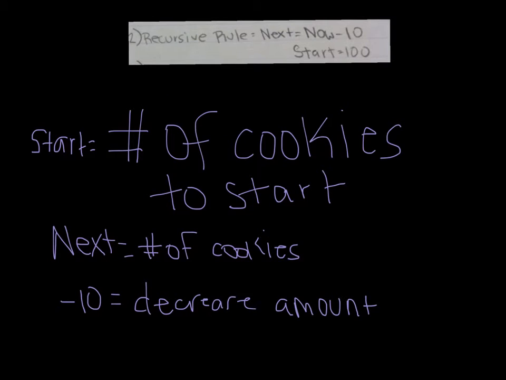For the recursive rule, it's next equals now minus 10, and the start is 100. So 100 is the number of cookies that they have when they first start. Next is the number of cookies that they'll have after that day. And now is the number of cookies that they have currently. And then negative 10 is the amount that they're eating each day.